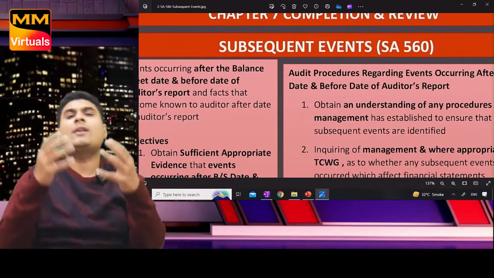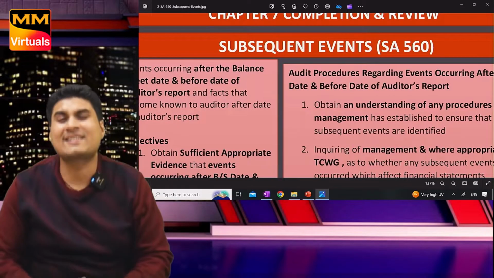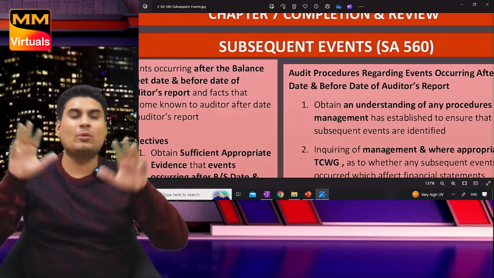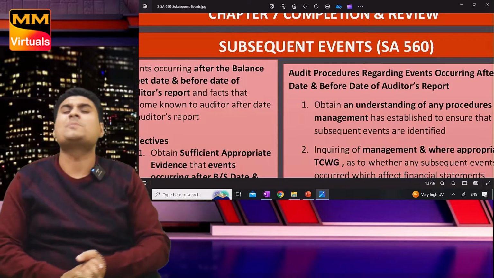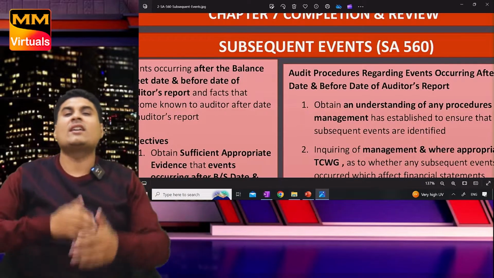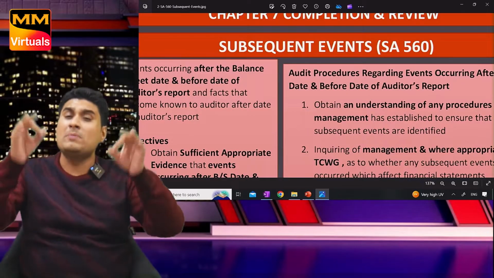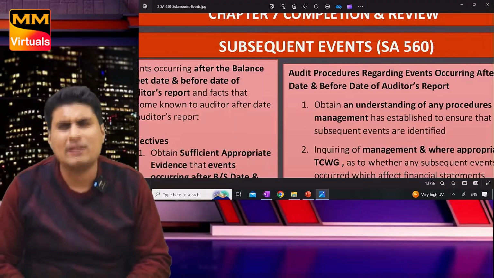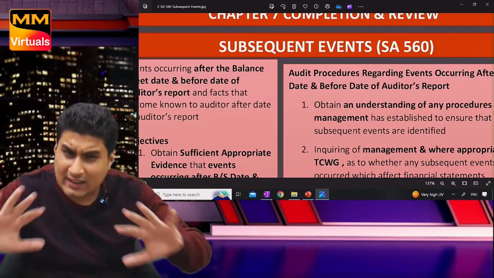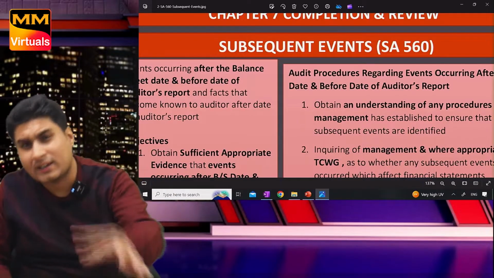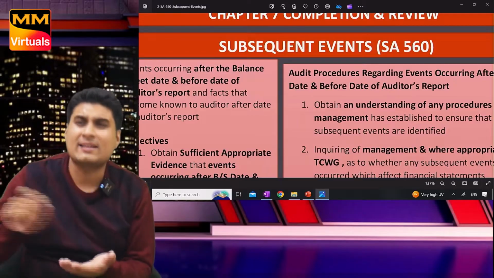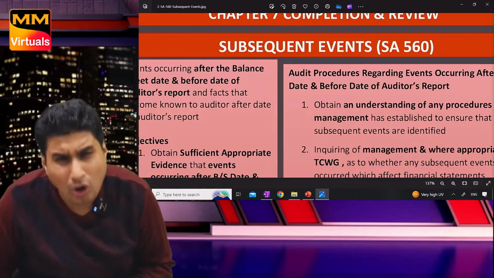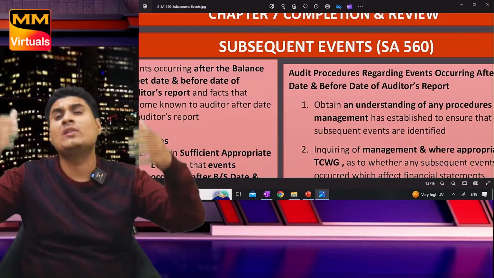Subsequent events. Next in the list is SA 560, subsequent events. What do you mean by the word subsequent events? All the events occurring after the balance sheet date but before the date on which the audit report is prepared. So it basically means all the events after the balance sheet date but before the date on which financial statements are signed by the auditor. All the events, usually.